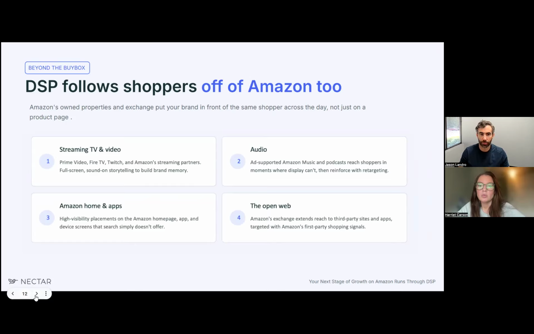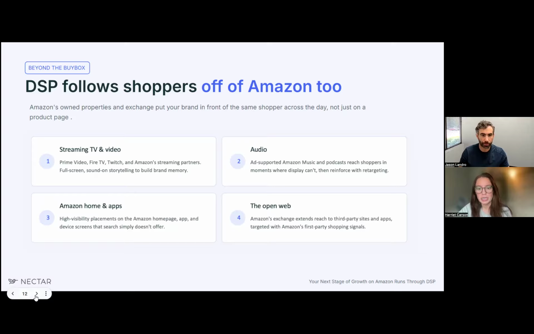Think about how consumer behavior actually works. Very few people wake up and immediately start searching for your exact product. They discover brands gradually through multiple touch points. So maybe they see your streaming TV ad on Prime Video, and then a few days later they browse Amazon. Then they recognize your brand when they eventually perform a search. That's exactly why these additional touch points matter.